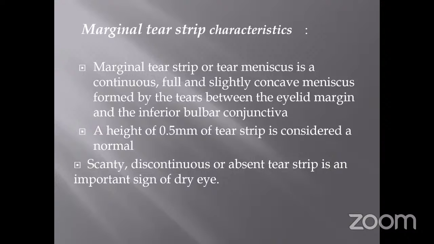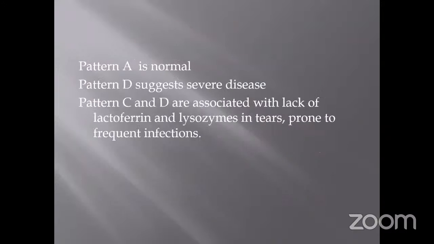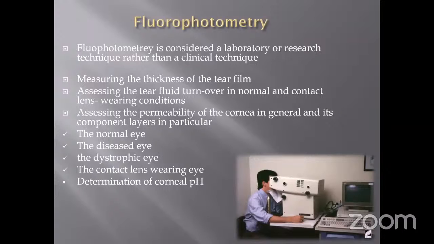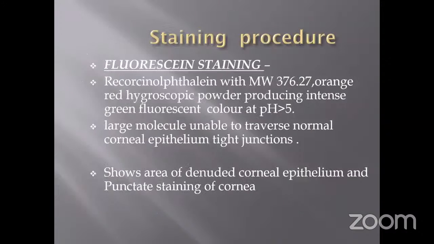In severe dry eye, this will be absent. Then we have the tear ferning test, that is, tears when dried on a slide show ferning. Based on its characteristics, we can classify it into 4 groups. No need to know the details. Another important one is fluorophotometry. It's more of a laboratory method that measures the thickness of the tear film. All these you need to know the names only. Then another important thing is the tear scope, which can also be used to assess dry eye. Again, no need to know the details.